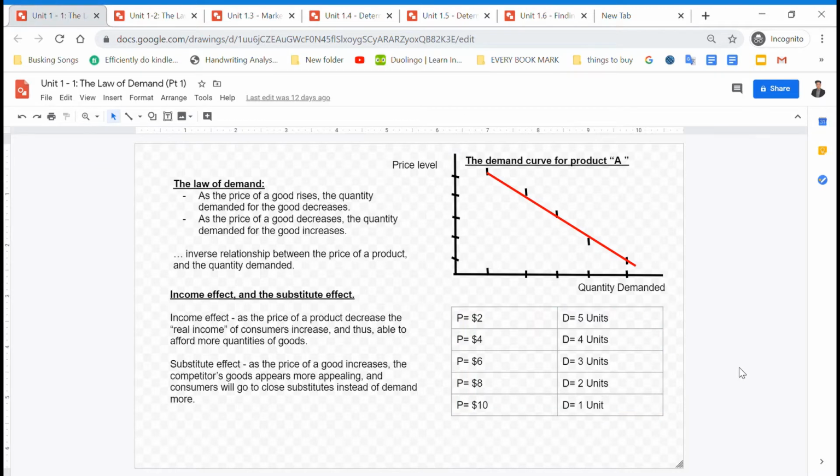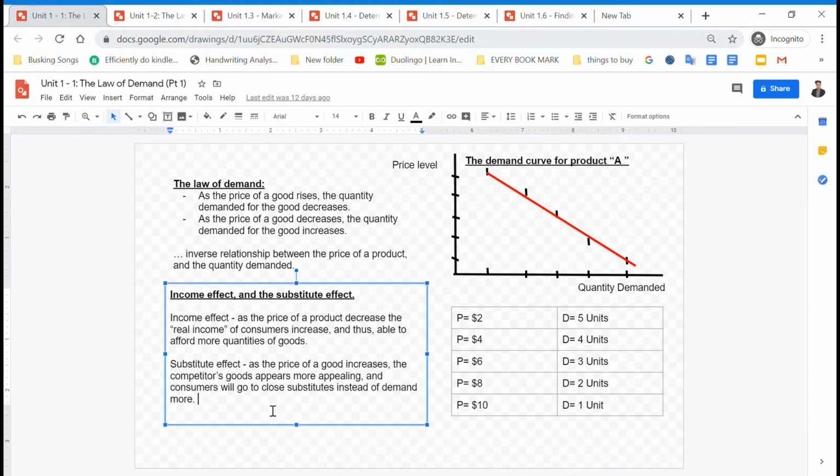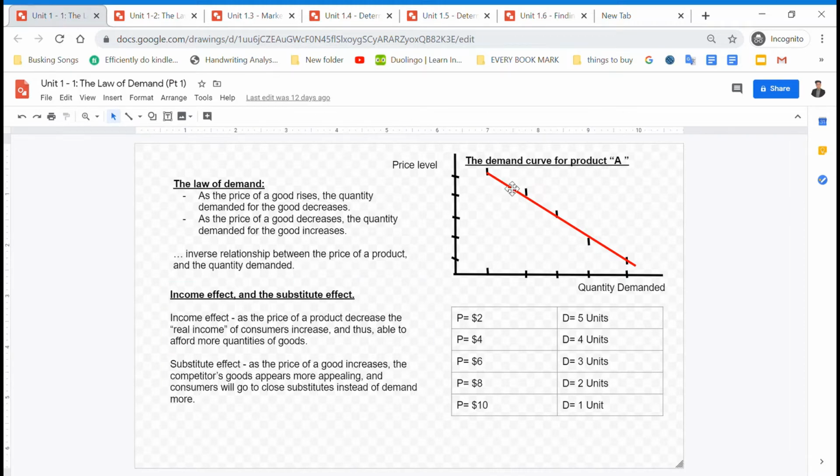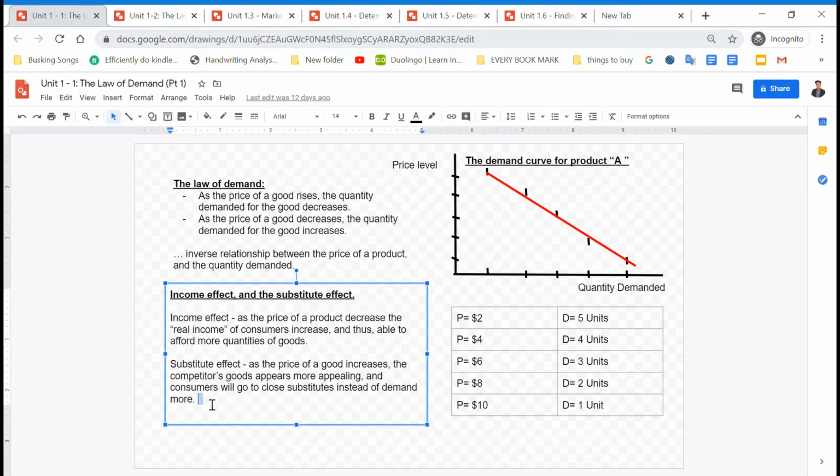Now, the test may ask you, what affects demand, why do consumers demand less quantity as the price level increases? Now, what you could say is these two things. You could say the income effect and the substitution effect.